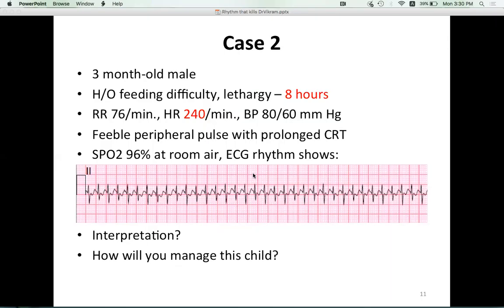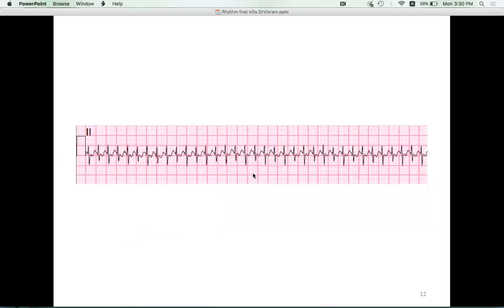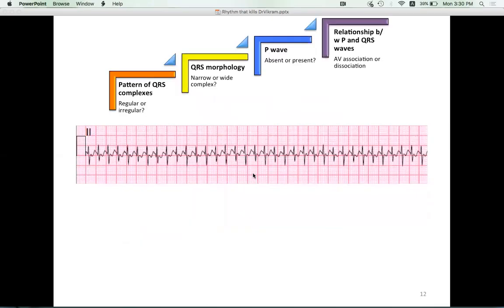There are feeble peripheral pulses with prolonged CRT. Saturation is 96% at room air, and the ECG rhythm is now this. What is the interpretation and how will you manage this child? So again, let's go step by step. What is the pattern and what is the heart rate?